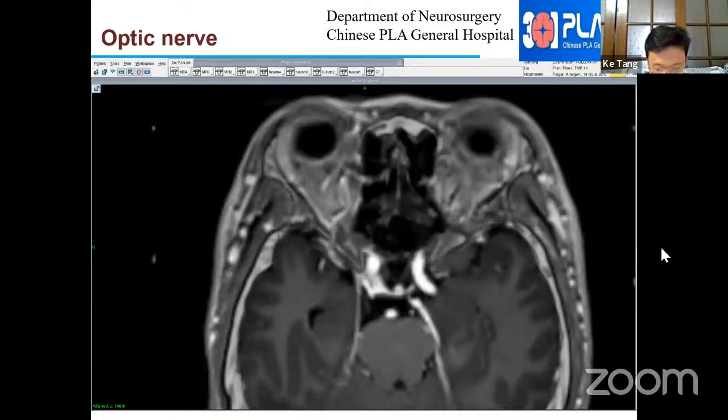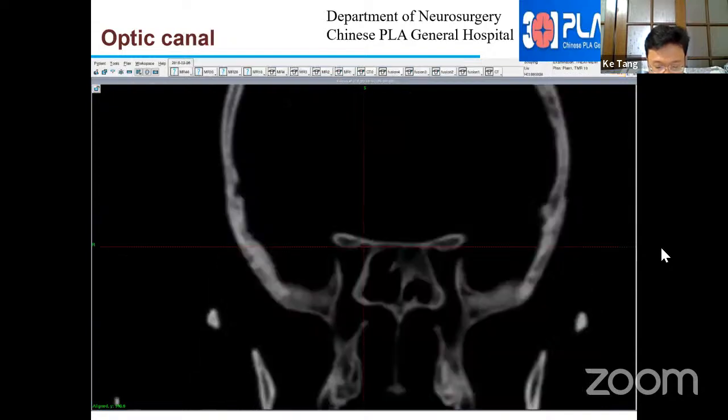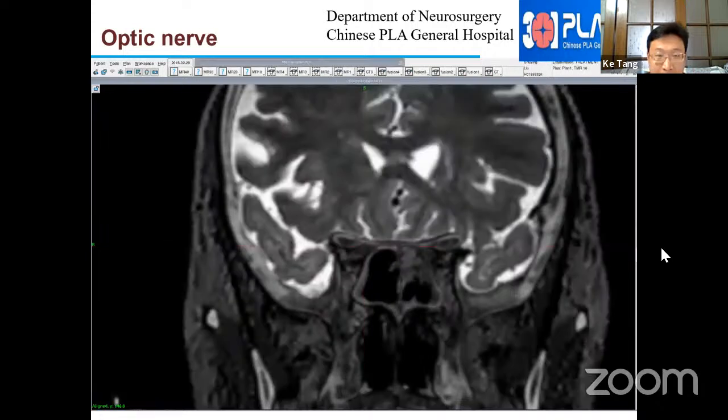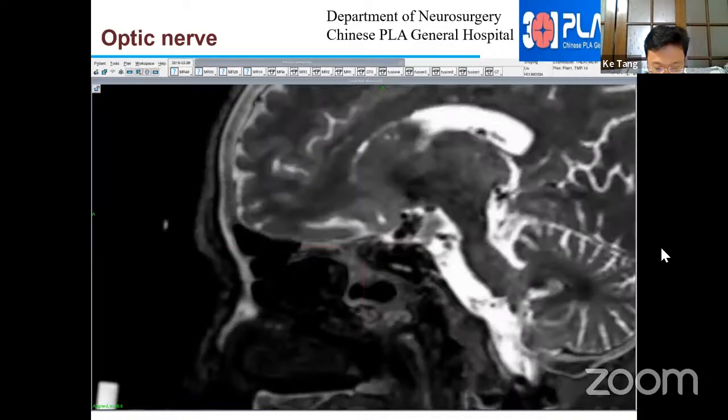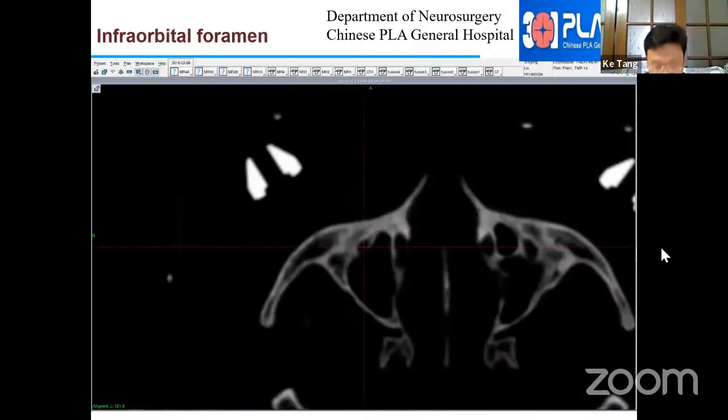The optic nerve fits in the optic canal in coronal section and in sagittal section. Next, the infraorbital foramen and the infraorbital nerves in axial section.